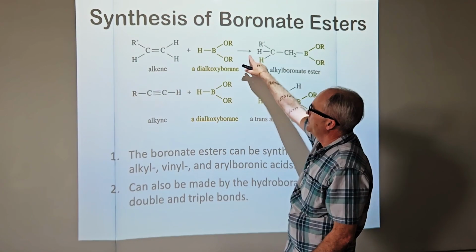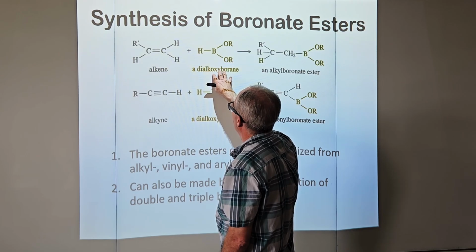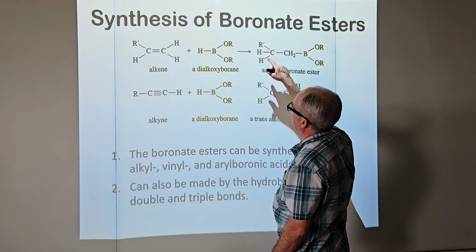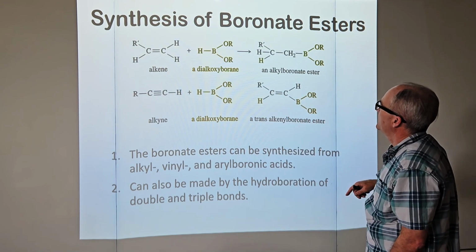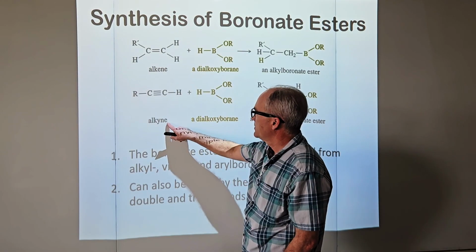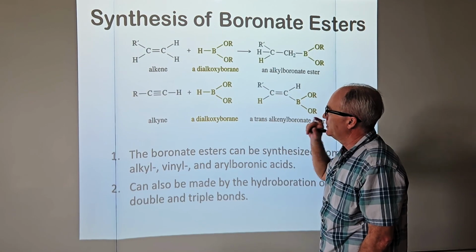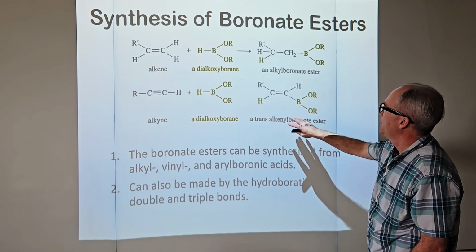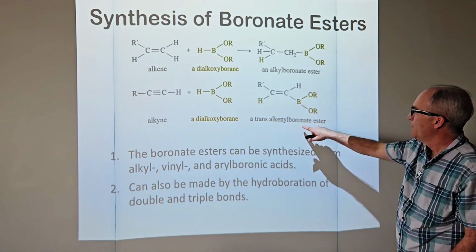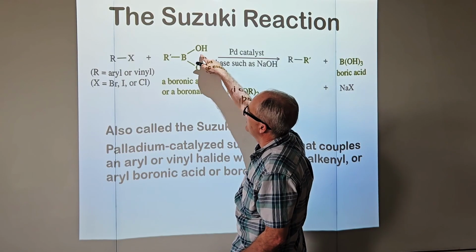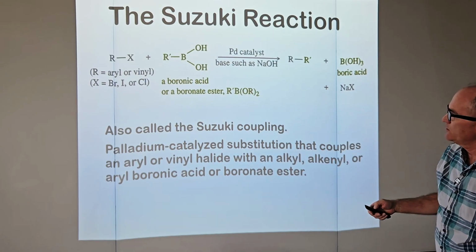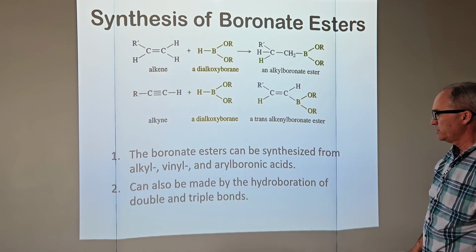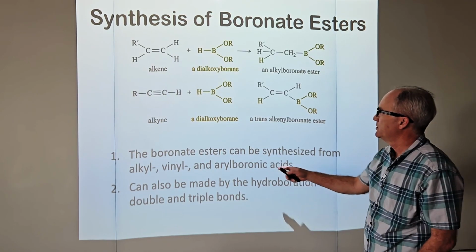So imagine a palladium catalyst, and you got to start out with this boron. And so here's our R group. Now we got our R group on there. Here's an alkenyl borate ester, or we can start out with an alkyne. And here's a dialkoxy borane. And now we have this alkenyl boronate ester. So we can use this thing or the acid. So to form those, here's two ways we do that, and they can also be made by the hydroboration of double and triple bonds here.